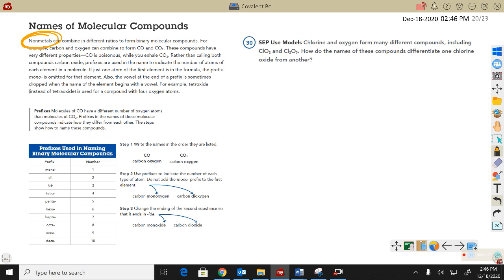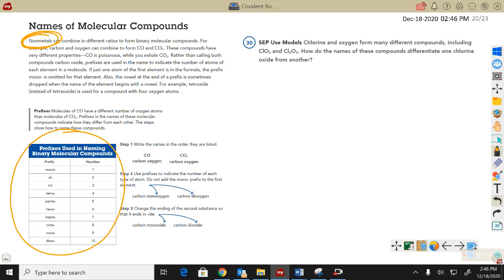When I had the charges, I knew how to write the formulas because we got the little subscripts by trying to either crisscross the charges or make them neutral by balancing the charges. And I'm not going to have that now. So instead, it's even easier. You're going to use these prefixes. We're going to use these prefixes to indicate how many atoms of each element are in the formula.